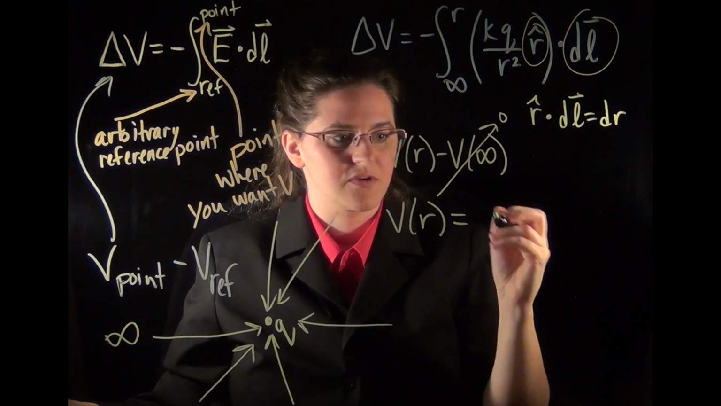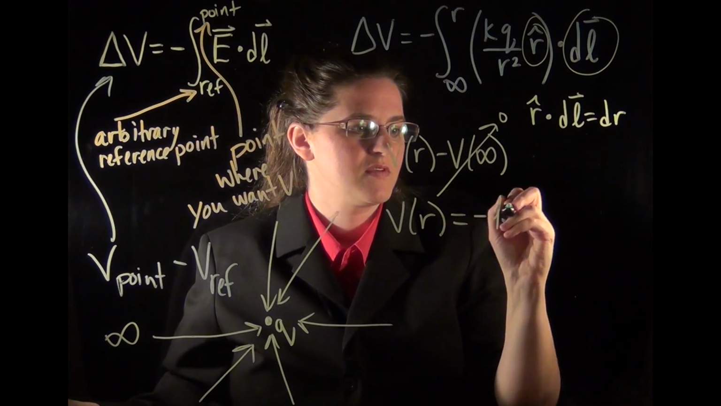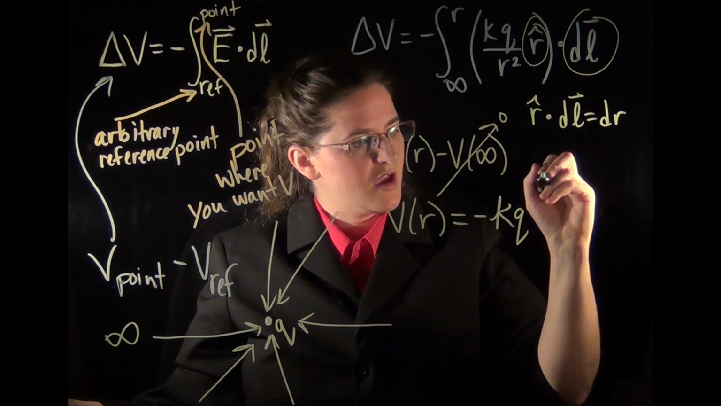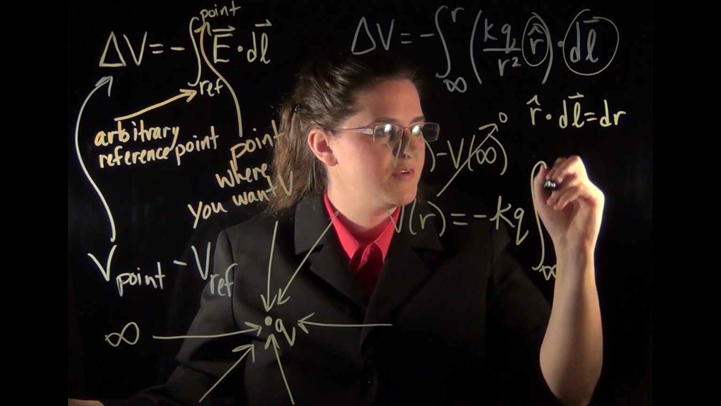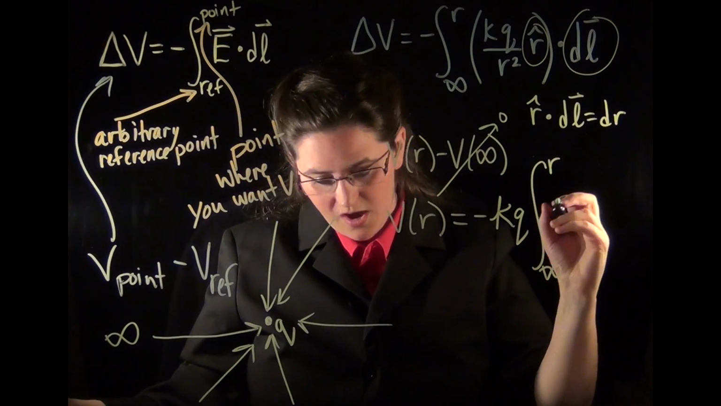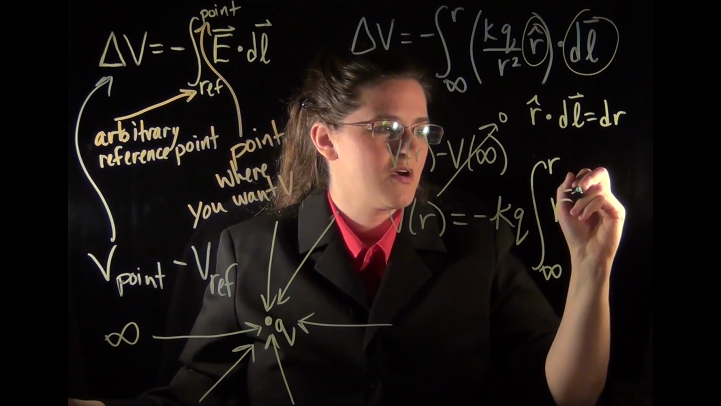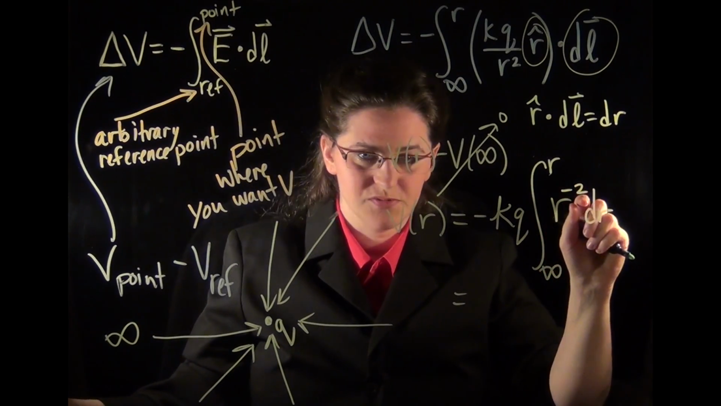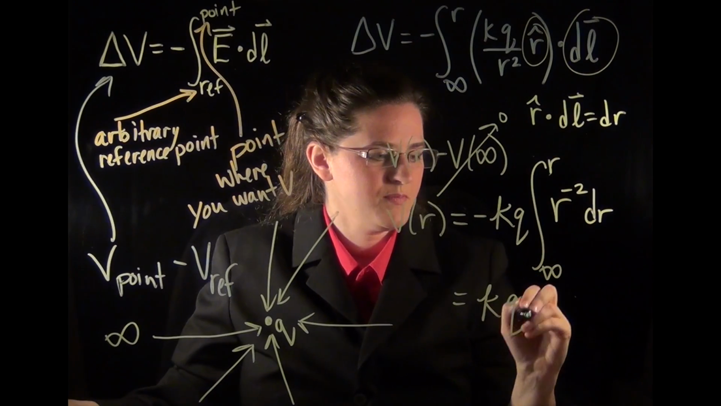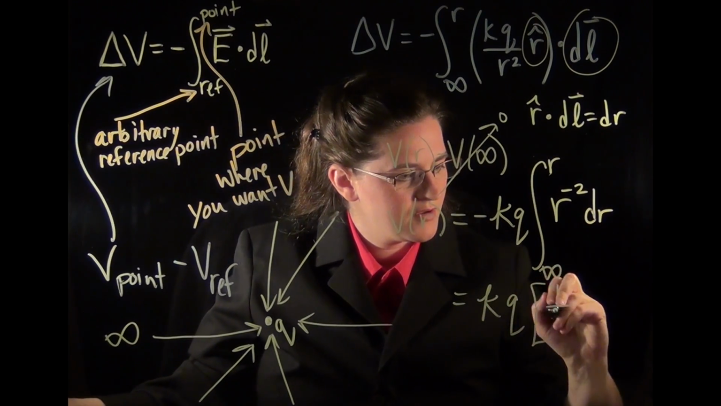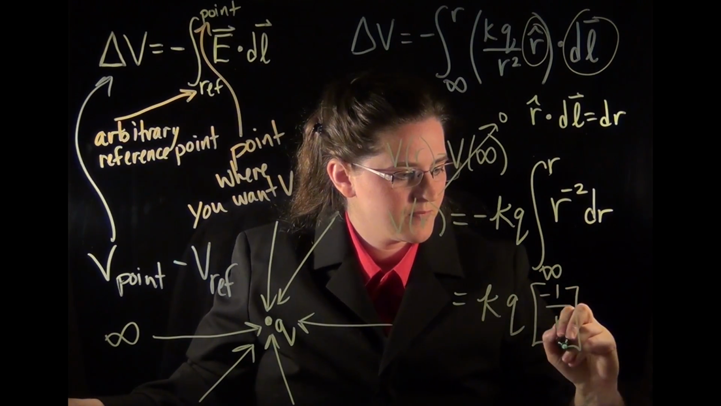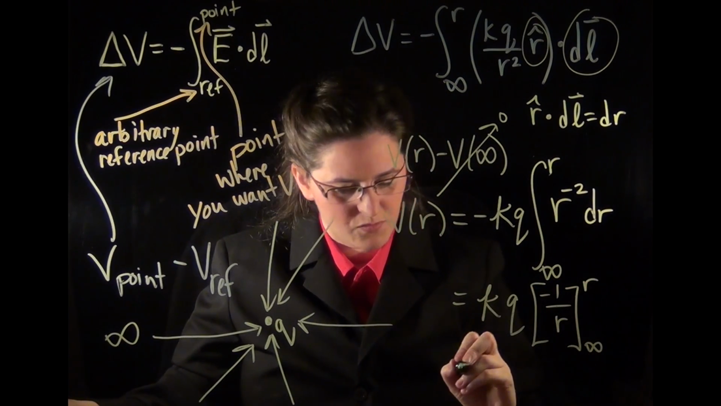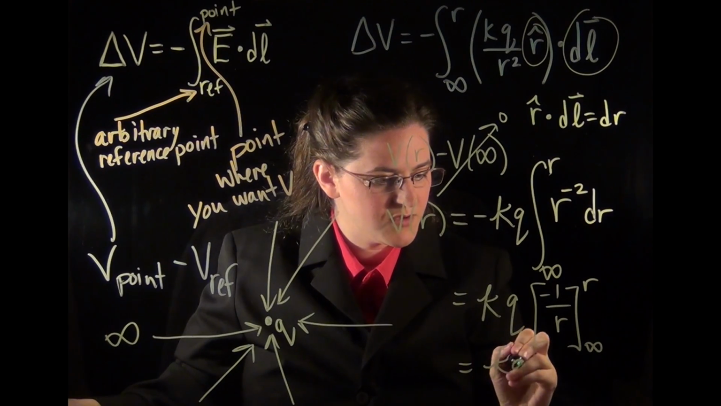Let's reduce it and take out the constants. Negative k and q is constant. And we're left with an integral from infinity to r of basically r to the negative 2. Okay, and the answer to this integral, r to the negative 2, is negative 1 over r, and we evaluate that from infinity to r, and what we get is kq over r.